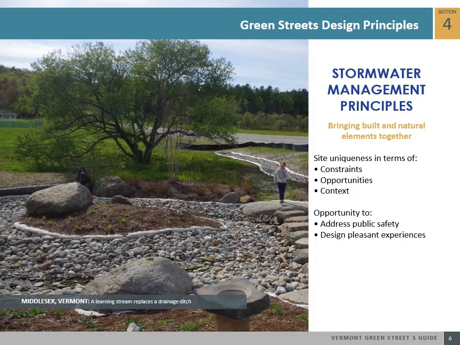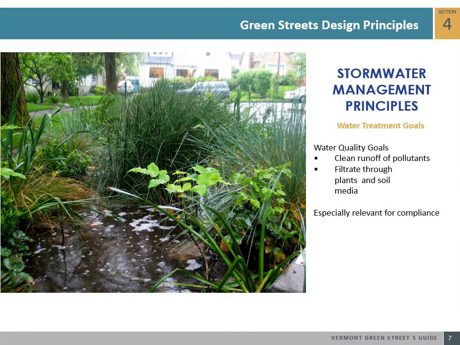Green streets strive to meet three goals when addressing water treatment: 1. Water quality goals, 2. Flow reduction goals, and 3. Volume reduction goals. Achieving all three goal categories is ideal, but seldom possible based on site and capacity constraints. Water quality goals include ensuring that runoff that enters water bodies is free of pollutants. Filtration through assemblages of plants and soil media can physically trap suspended sediments, chemically bind nutrients and metals, and biologically transform pollutants. This goal may be especially relevant from a compliance standpoint for communities with an impaired water body.